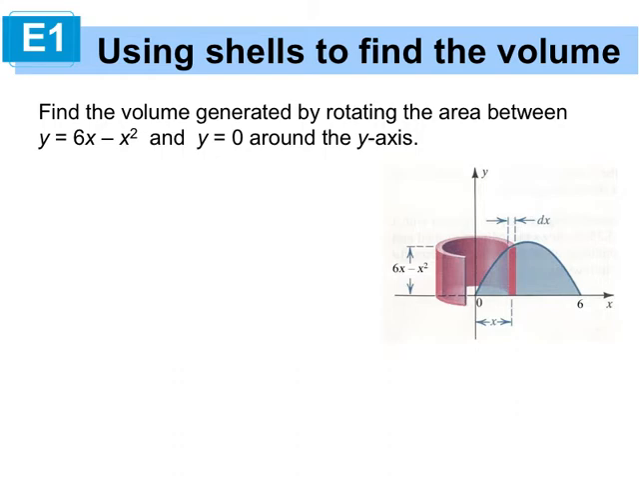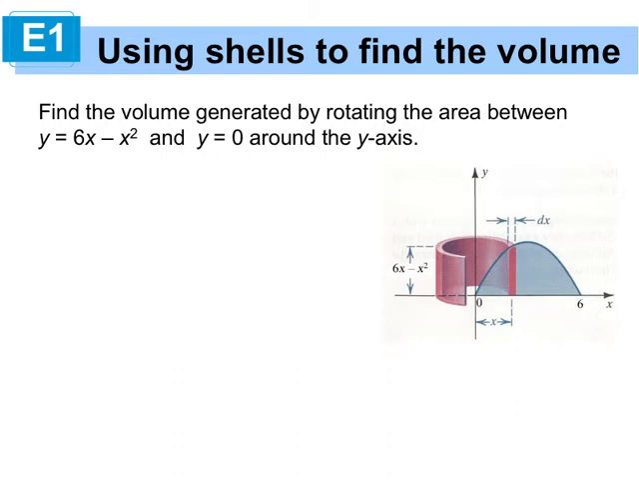Okay. How tall is that rectangle? 6x minus x squared. Good. How wide is it? dx, because we want a really skinny rectangle. Now you go back to the formula you copied down from a previous slide. We need a 2 pi out in front. Why 2 pi? Because it's a shell. We're taking rectangles from where to where? 0 to 6. Good.